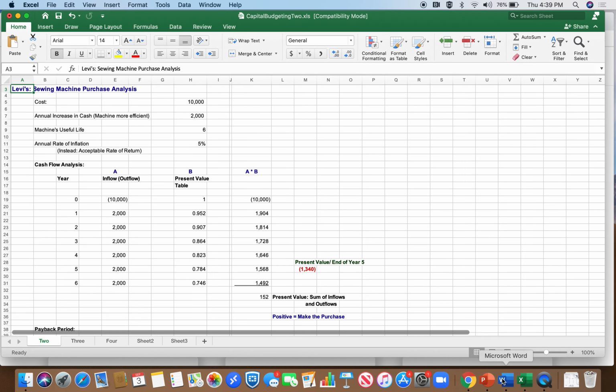So what I wanted to talk about today is capital budgeting and dealing with present and future value tables. I think a lot of people get lost in the tables. They don't really get the concept. This is a way I've explained how they're used practically.